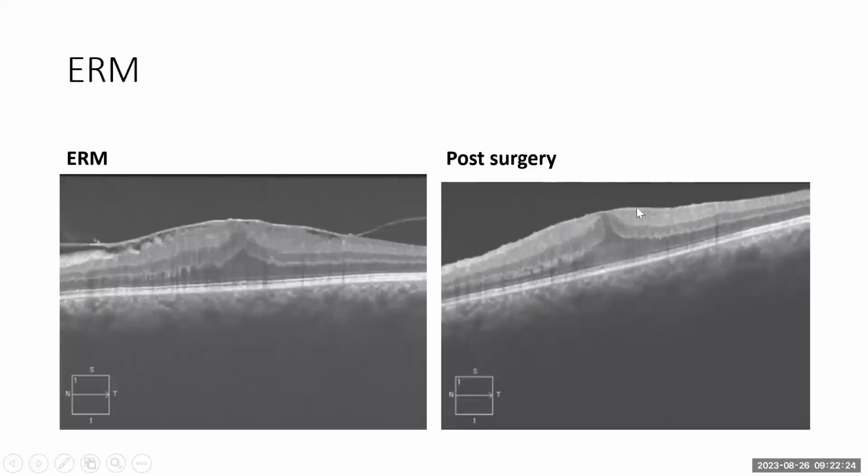Now, this is the same patient after surgery. The surgery is PPV, pars plana vitrectomy with membrane peeling. Okay, the membrane has been peeled and the patient is getting some form of resolution. This shiny membrane has been removed.